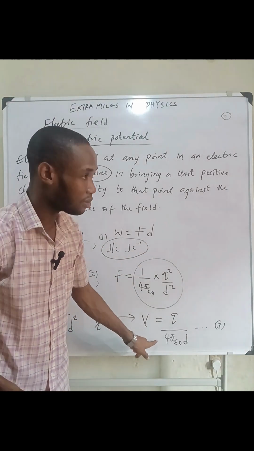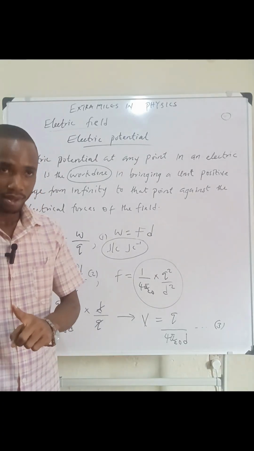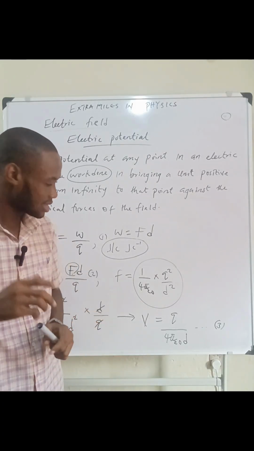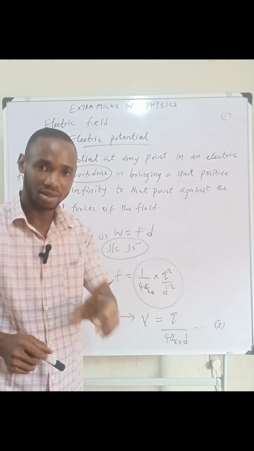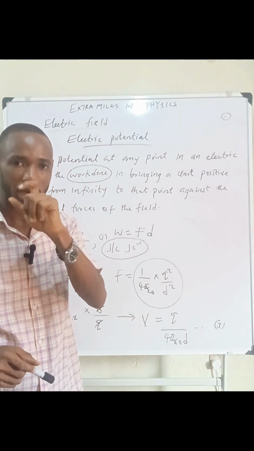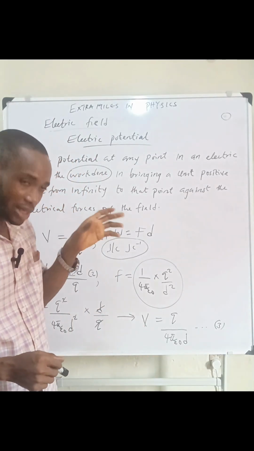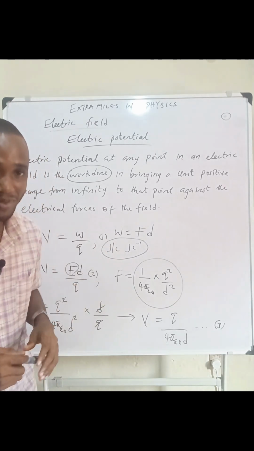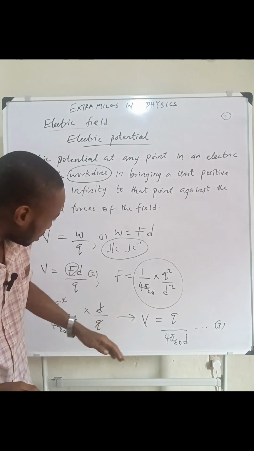Now, is this the only formula we can have? No. There's one other formula that we can get. There is another formula that connects electric potential and electric field intensity. That will be the fourth one. So let's get that too before we get to one or two other calculations and see how beautiful it can be.